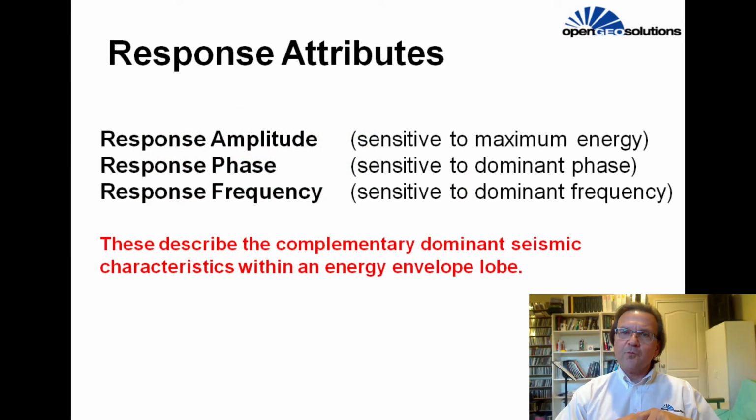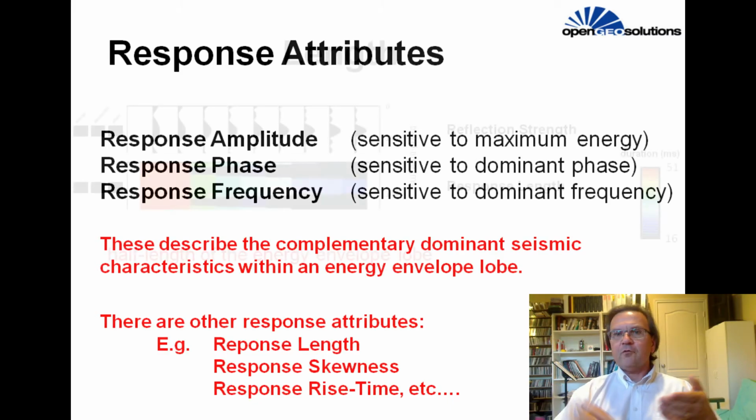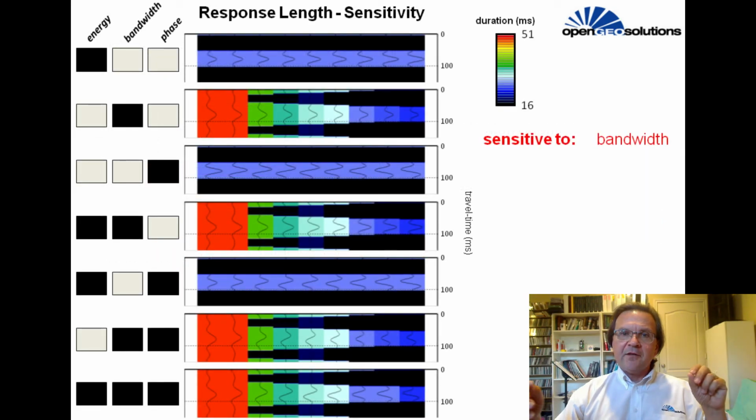As a set, response amplitude, response phase, and response frequency describe the complementary dominant seismic characteristics within an energy envelope lobe. There are other response attributes, such as, for example, response length. Response length is the half-length of the energy envelope lobe from trough to trough. One value is obtained for each energy lobe and is returned as a constant for the entire time width of the lobe from trough to trough. It is independent of phase and amplitude.